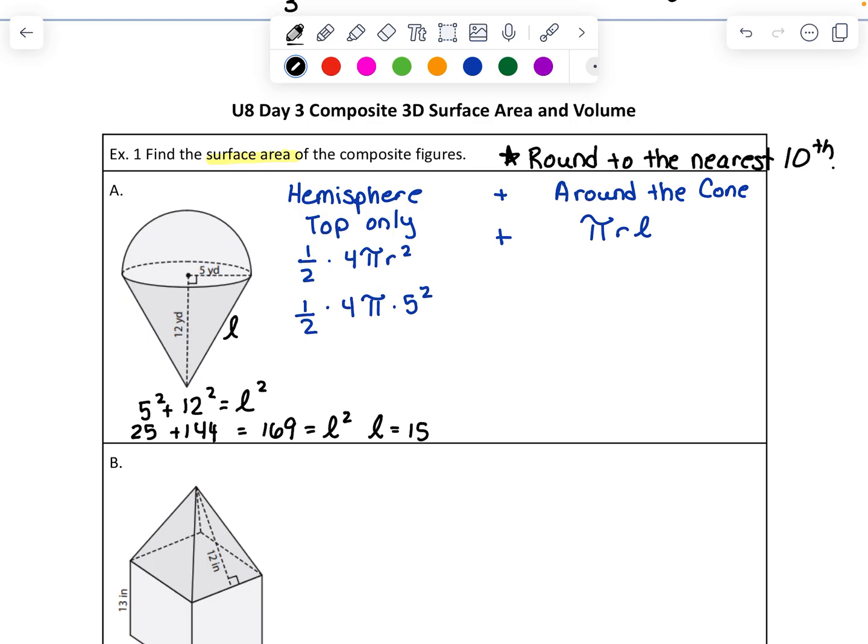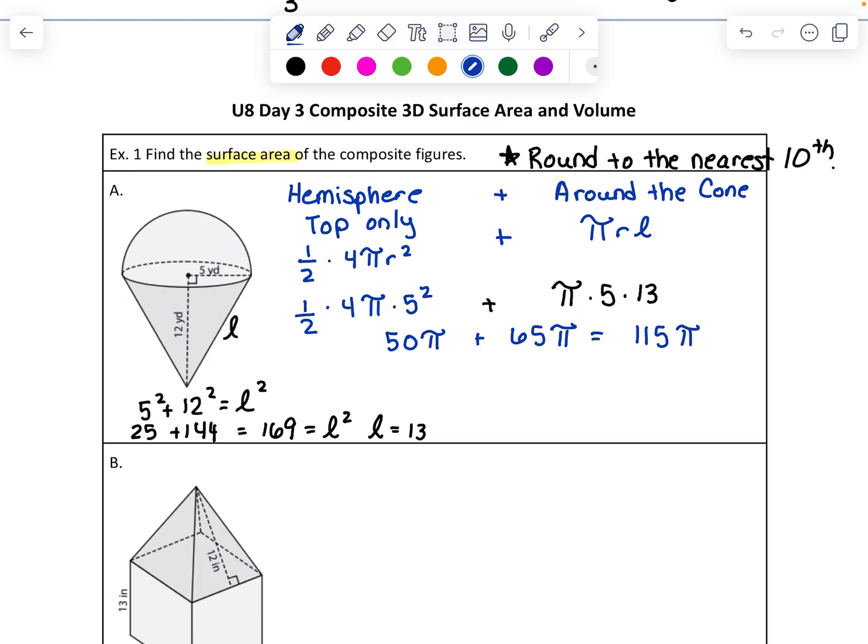So I'm going to go back up here. Pi RL, pi times 5 times 13. Sorry, 13. I don't know why I said 15, guys. My bad. The square root of 169 is 13. So again, if we were going to leave it in terms of pi, this would come out to 50 pi plus 5 times 13 would be 65 pi. And we would add them together and get 115 pi.